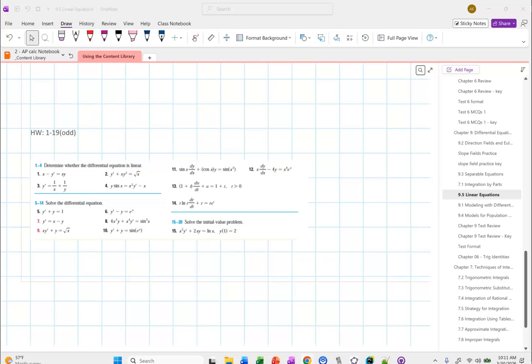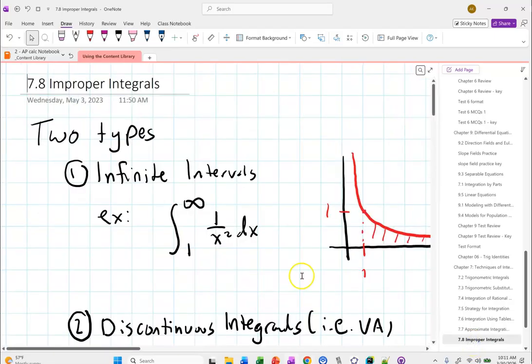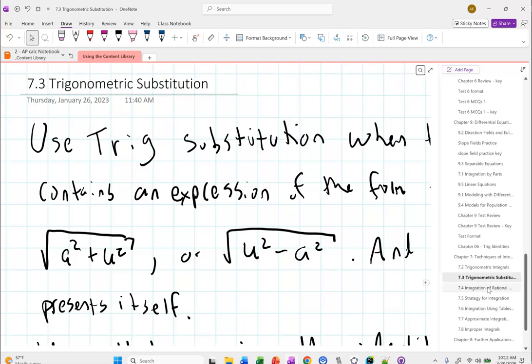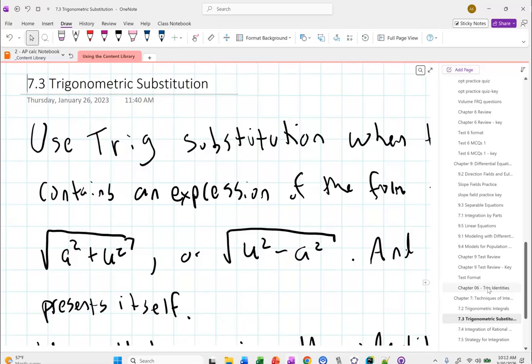And then what did I have on the agenda for tomorrow? 7-8. Oh, perfect. So on 7-8, we're going to talk about improper integrals. Or on Wednesday, we'll talk about improper integrals. And then when we get back, we'll talk about using differential equations to model and trigonometric substitution. And those will be the last 2 topics for the final test.